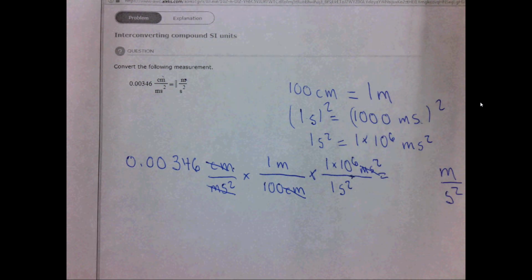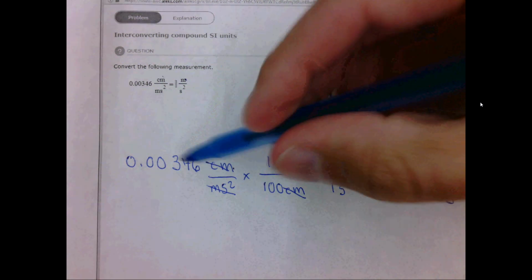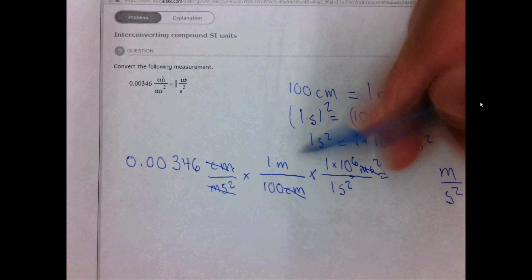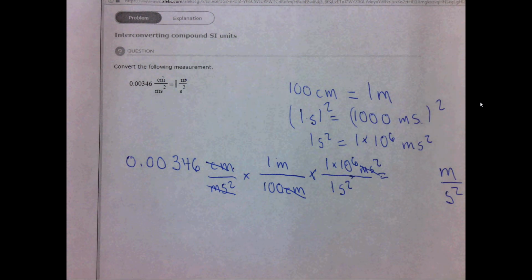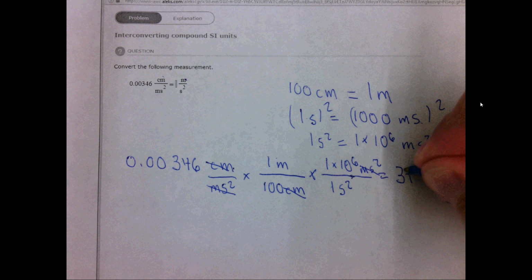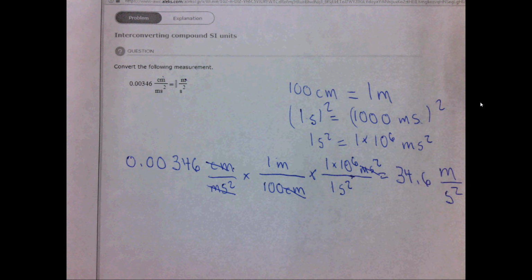Meters are on the top and seconds squared are on the bottom. Now I just multiply by the top, divide by the bottom, multiply by the top, divide by the bottom, and when you do all that math, you end up with 34.6 meters per second squared.